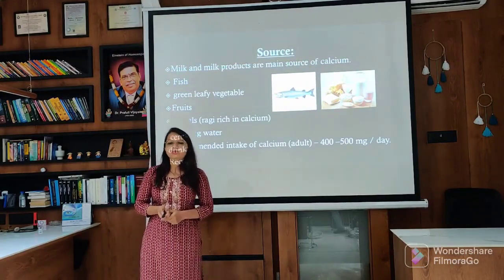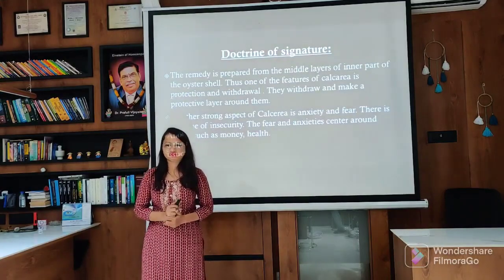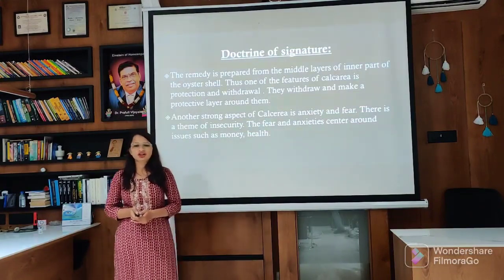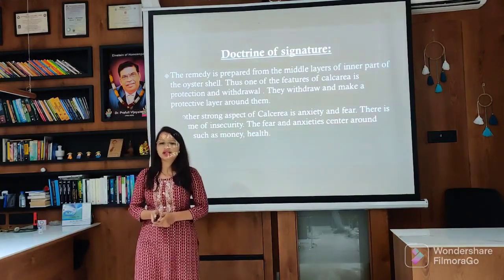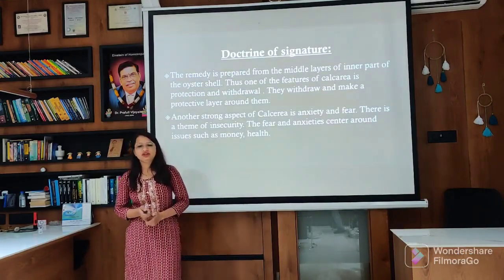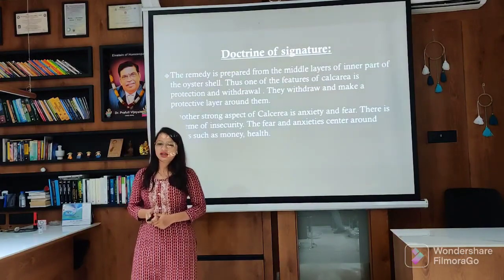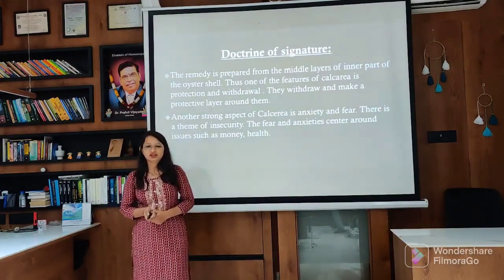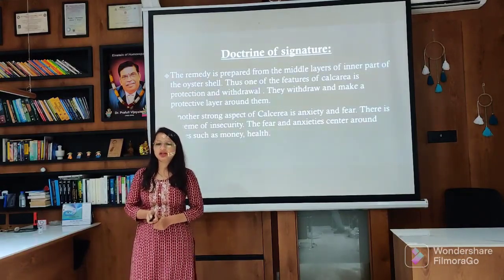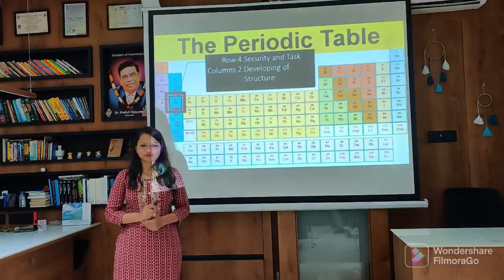Recommended intake of calcium in adults is 400 to 500 mg per day. Doctrine of signature: Calcarea carbonica is prepared from the middle layer of the oyster shell. Thus, the feature of calcium is protection. Calcarea is protection and withdrawal. They withdraw and make a protection layer around themselves. Another strong aspect of Calcarea is anxiety and fear. There is a theme of insecurity. The fear and anxiety center around issues such as money and health.